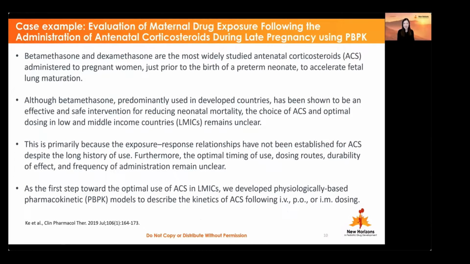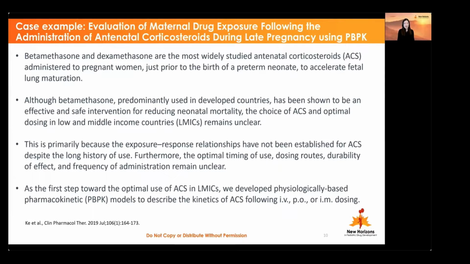So after I discussed the model verification results for the pregnancy module, here I'm going to present a model application example. So this is a project that I conducted a couple of years ago. The main objective of this project is to evaluate maternal drug exposure following the administration of antenatal corticosteroids during late pregnancy using this PBPK platform. So some background information on this project.